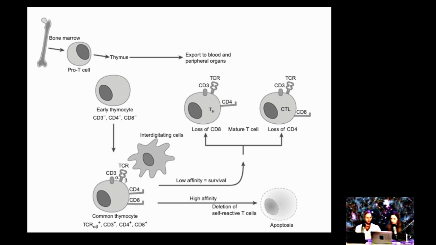This is a sort of physical or drawing recapitulation of what we've done, which is that mature T cells lose either one or the other of the CD receptors. They maintain their T cell receptor, though. Your T cell receptor is something that every single T cell is going to have. And that is very, very important.